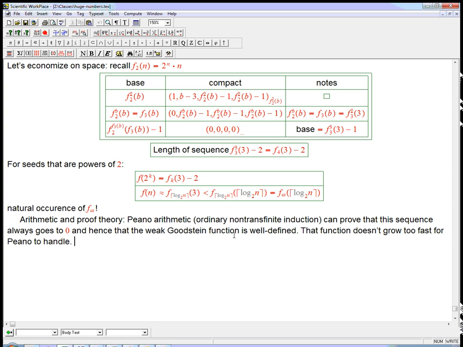In the next video, we're going to get the full strength Goodstein function, and it is truly amazing how fast it grows. It's going to grow so fast that Peano arithmetic is going to be outclassed. Ordinary finite induction will not be able to prove that the sequence terminates, but a more sophisticated method from ordinals and set theory can easily prove it.